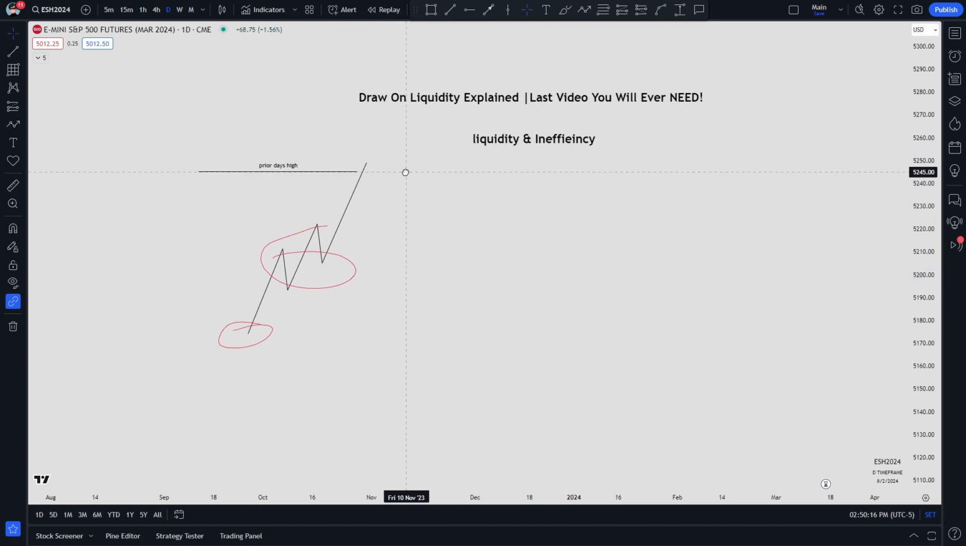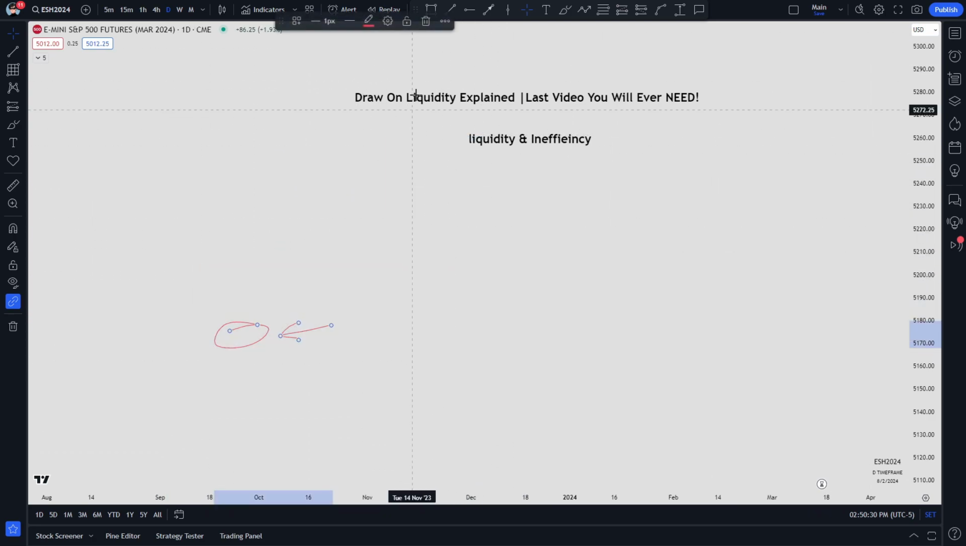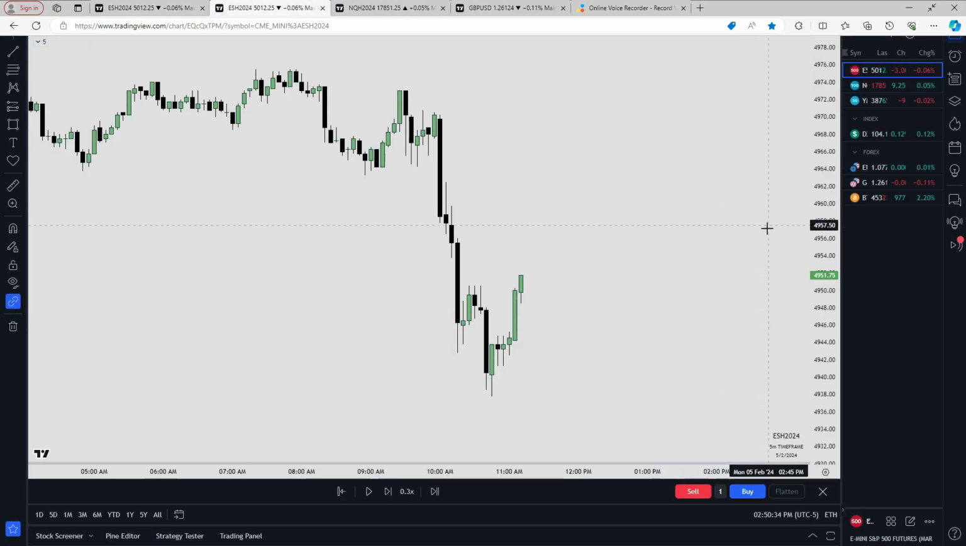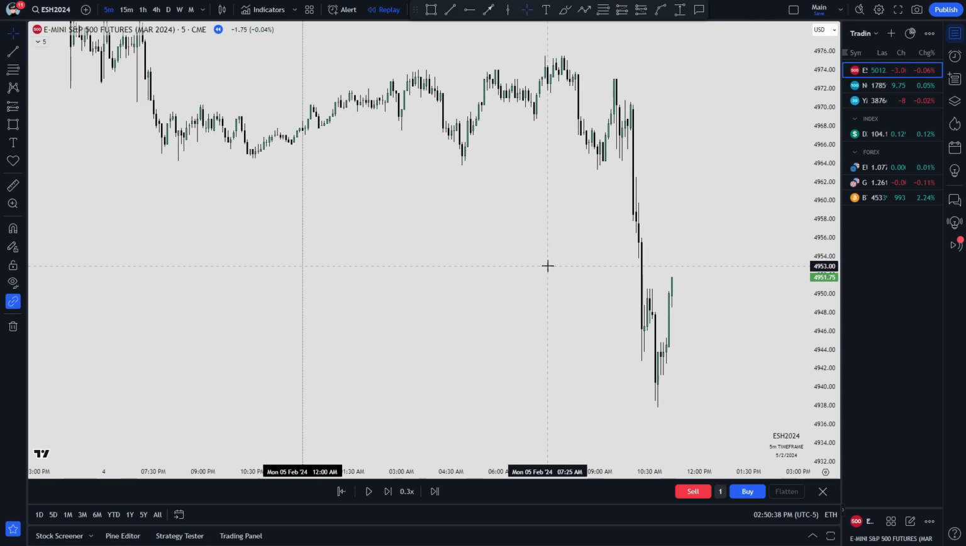So it can be a means of entry and a means of target, but the basic overview is where have you come from, where are you at, and where do you anticipate price continuing to go. And that's what we're going to cover in this video. Gonna keep it very short and simple for you guys. So the first example here, we have the S&P 500.